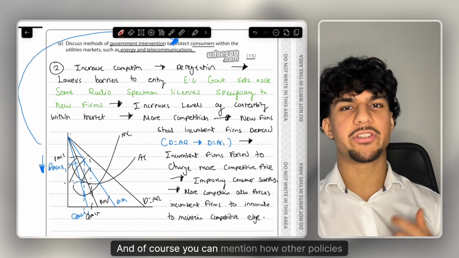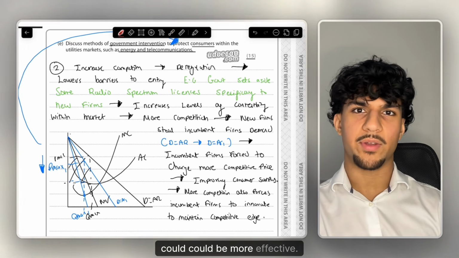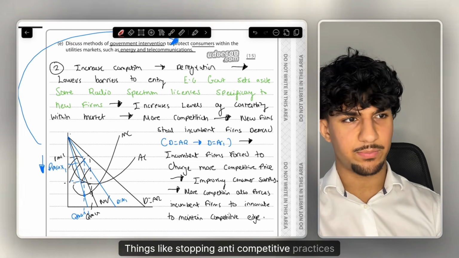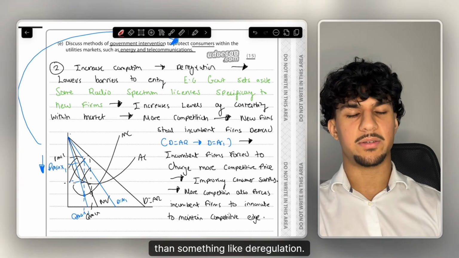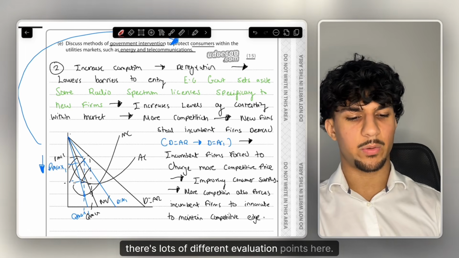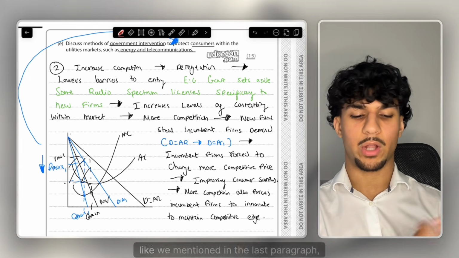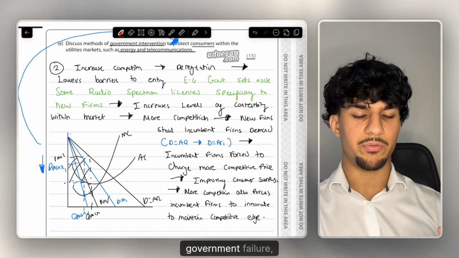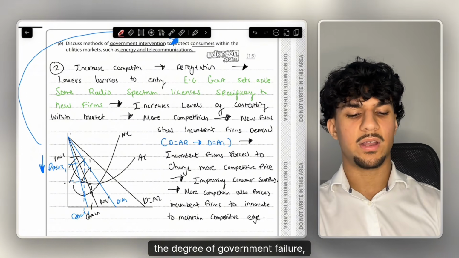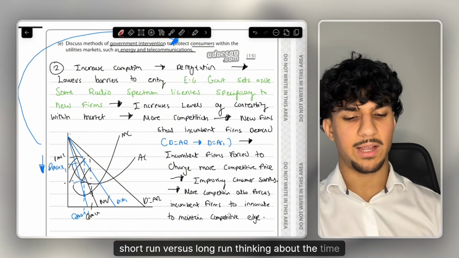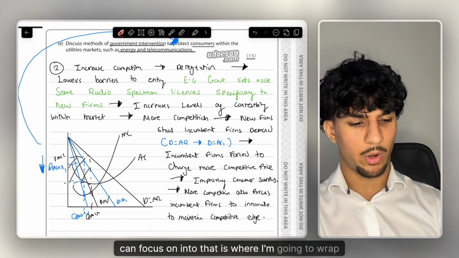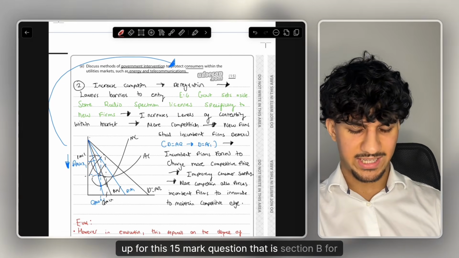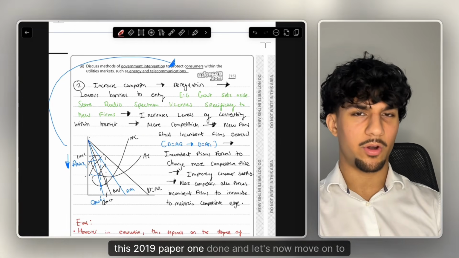And of course, you can mention how other policies could be more effective. Things like stopping anti-competitive practices and demerger policy could work better than something like deregulation. But yeah, there are lots of different evaluation points here. Even things like we mentioned in the last paragraph: government failure, the degree of government failure, short run versus long run, think about the time frame. Lots of different evaluation points here that you can focus on. But that is where I'm going to wrap it up for this 15-mark question. That is section B for this 2019 paper 1 done.